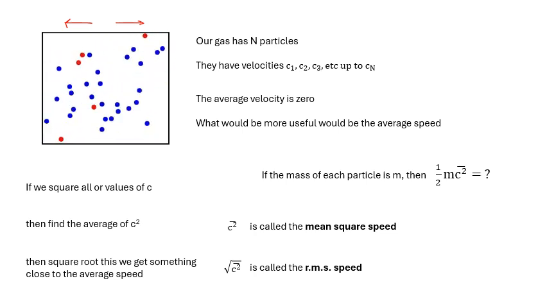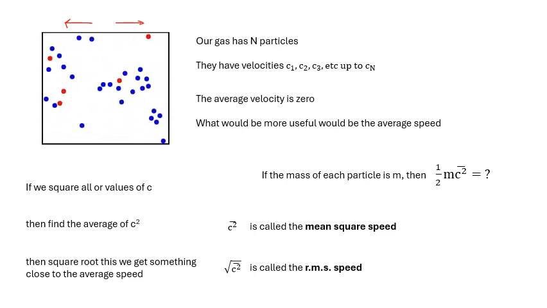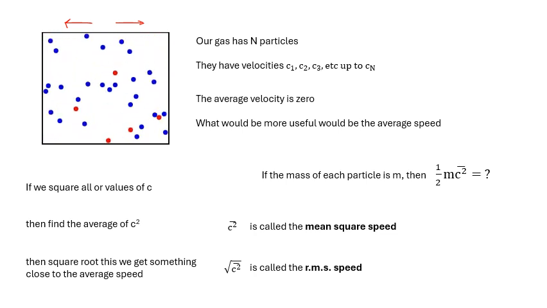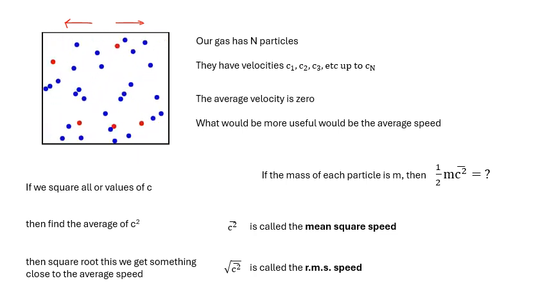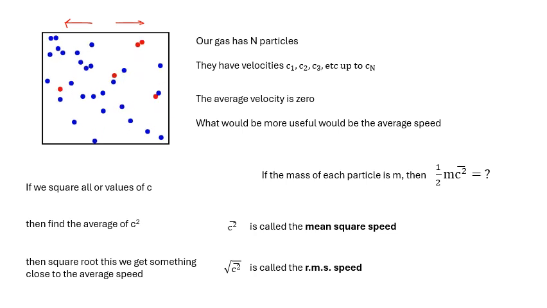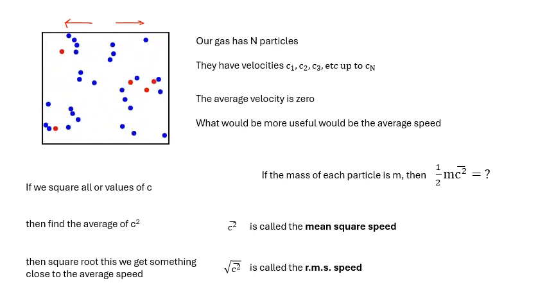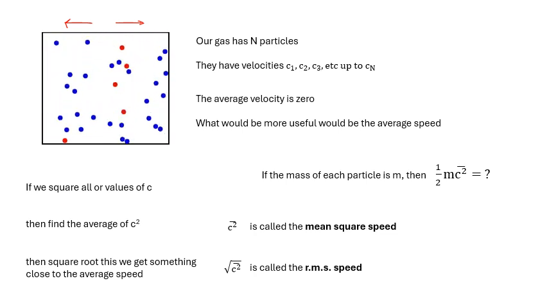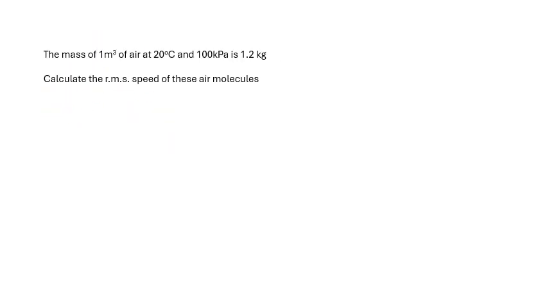Okay, so if the mass of each particle is little m, what would a half m c squared bar be? That would be the average kinetic energy, wouldn't it? Talk about that a bit more.